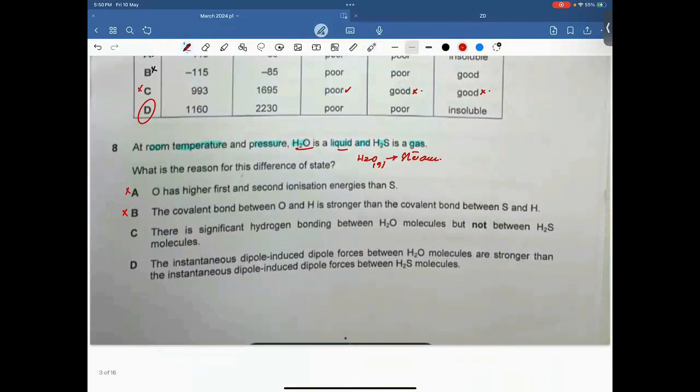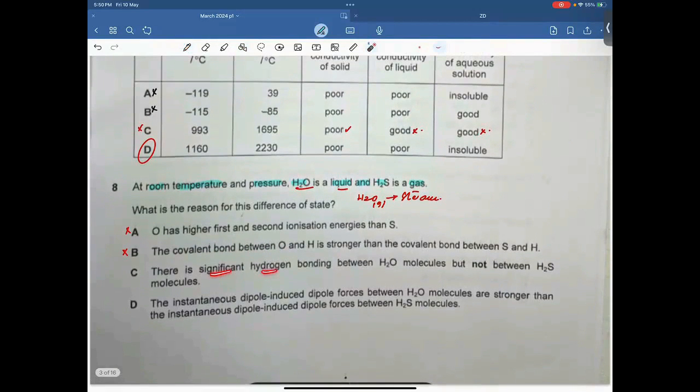All right. See, there is significant hydrogen bonding between water molecules. Significant hydrogen bonding means extensive hydrogen bonding, because one water has two hydrogen atoms. So it exhibits extensive hydrogen bonding, not between H2S molecules. Agreed. H2S doesn't have hydrogen bonding. So this could be the right answer. This could be the right statement, but let me discuss D. The instantaneous dipole-induced dipole forces between water molecules are stronger. A water molecule is a polar molecule. It exhibits permanent dipole-dipole forces, not instantaneous dipole-dipole forces.